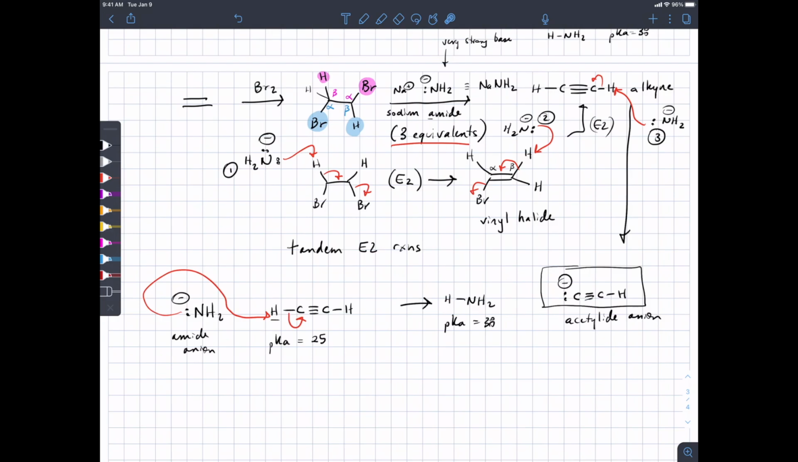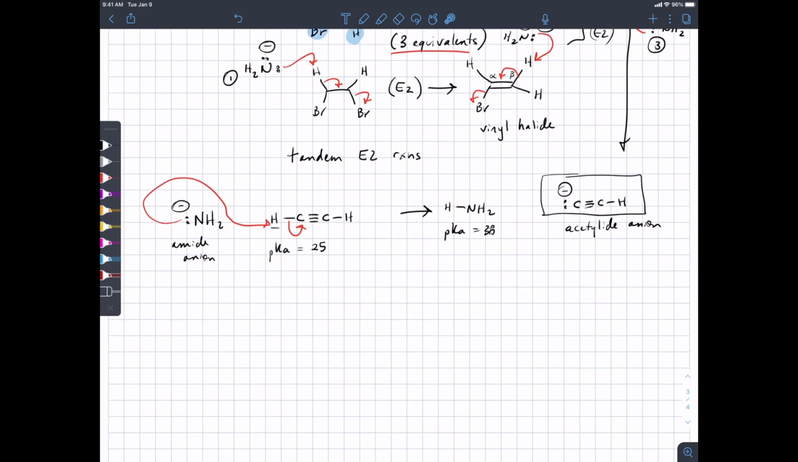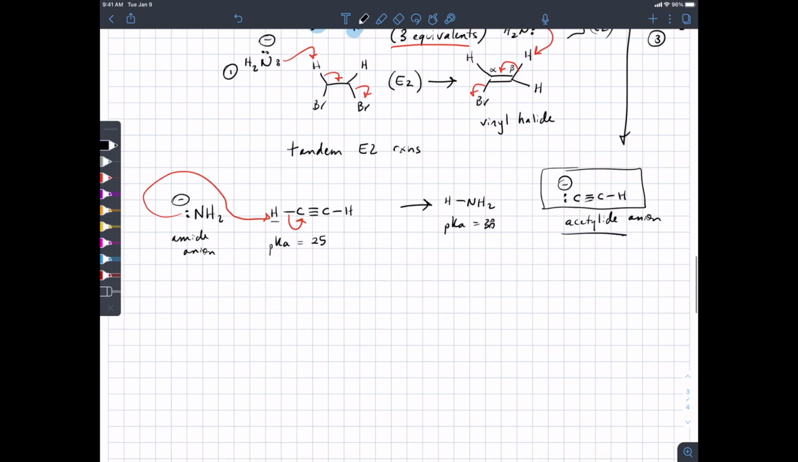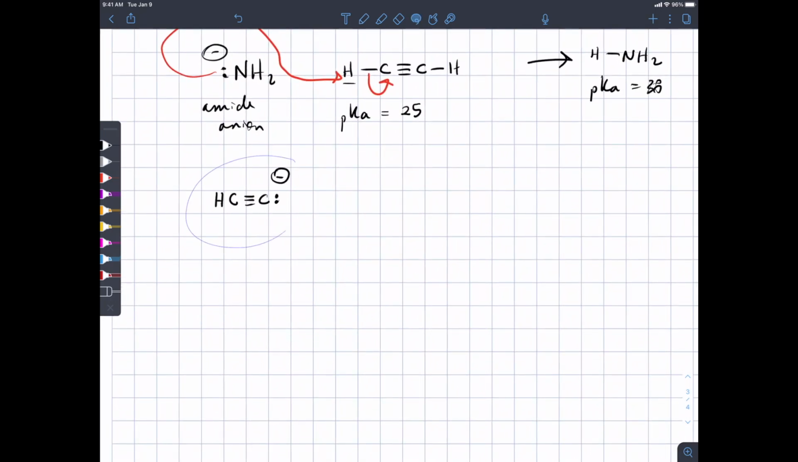Okay, so now we know how to make an alkyne. We should just review briefly the kinds of things you can do with acetylide anions. So what can you do with an acetylide anion? What we're going to do right now is mostly substitution chemistry.